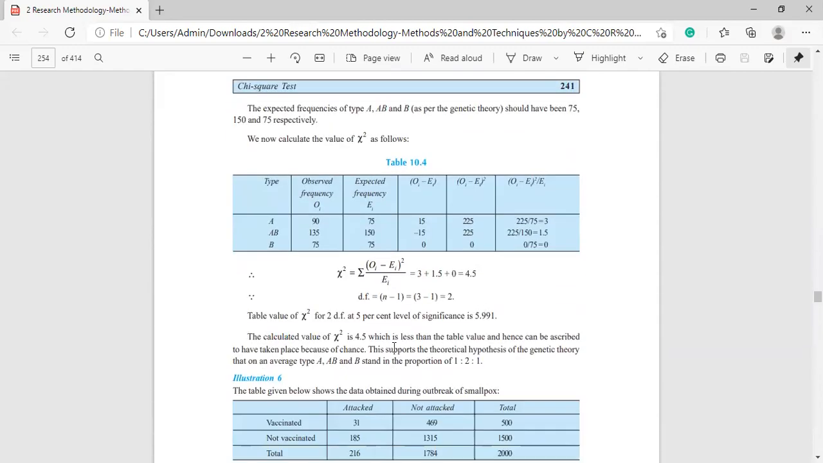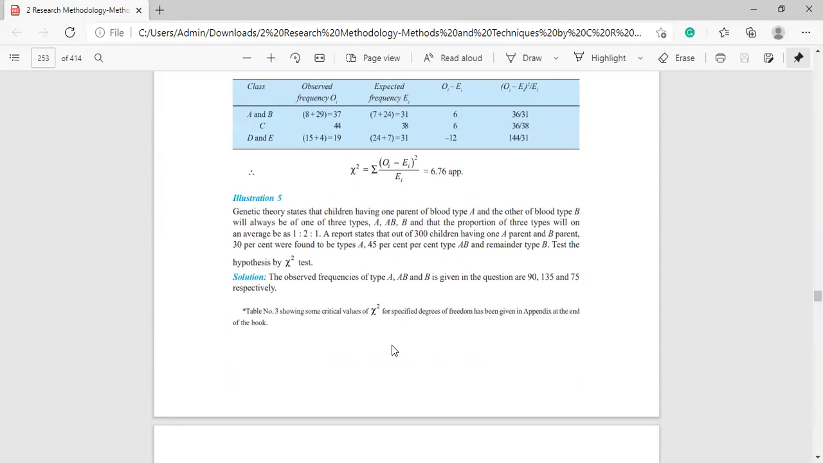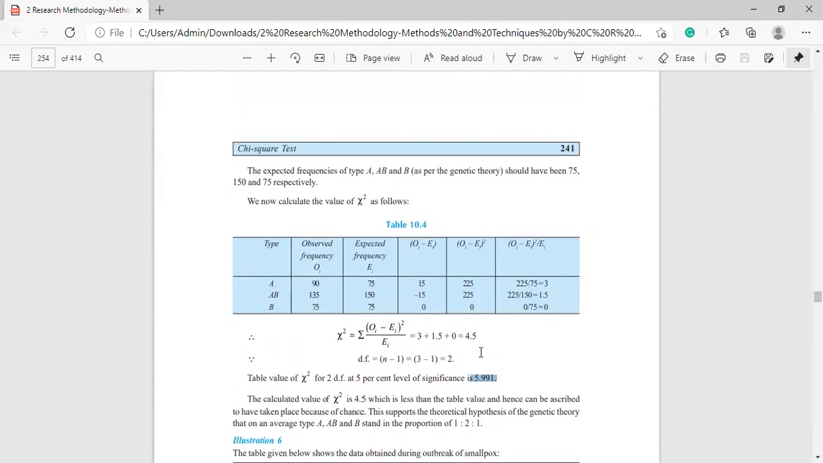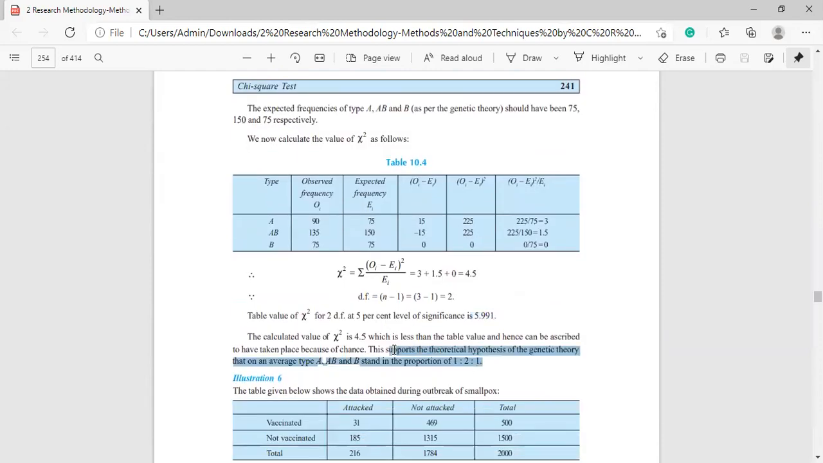So here, in illustration 5, the calculated value is 4.5 and the table value is 5.991, which is more. So that means accept the hypothesis. Accepting the hypothesis means the genetic theory that on an average types A, AB and B stand in the proportion of 1:2:1 is correct. I hope it's clear. Thank you.